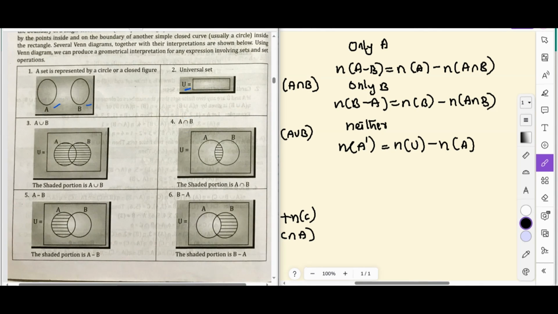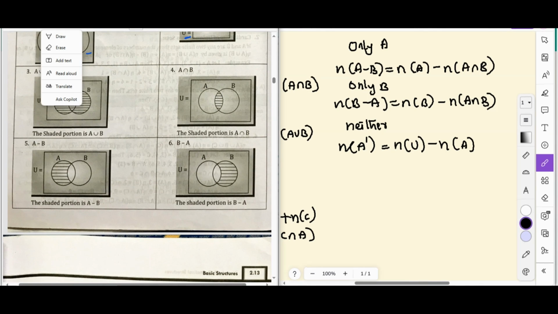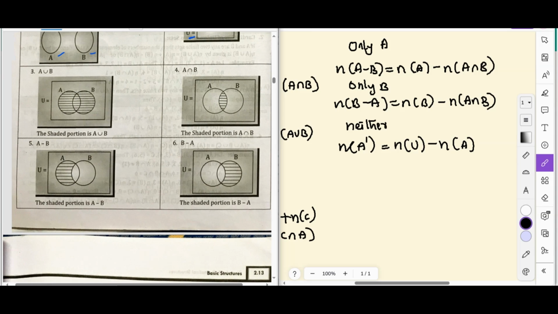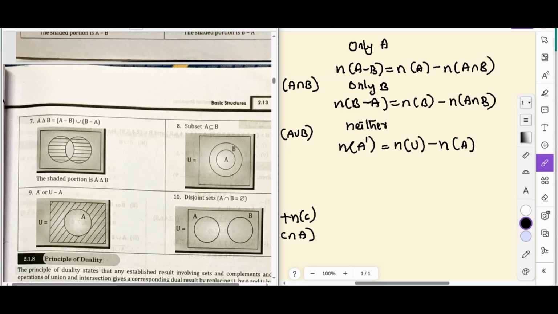If it is intersection, we will be shading only the center part, only the common element. If it is a union, we will be shading the whole of both the circles. If it is A minus B, we shade only A, and if it is B minus A, only the B part. Then the symmetric difference means we'll be shading A and B, leaving the part which is common.